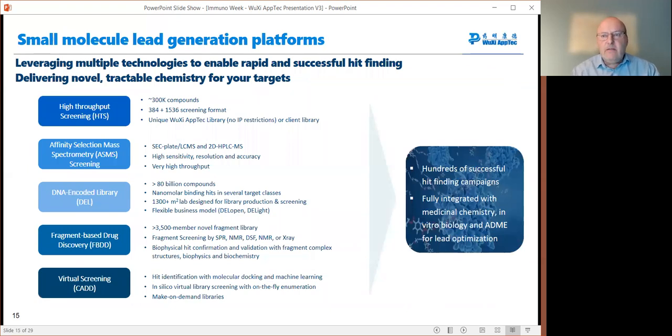With targets identified and validated, we may want to start looking for small molecule starting points for a drug discovery program. To support this, we built a comprehensive lead generation platform encompassing biochemical and phenotypic high throughput screens, affinity selection of small molecules by mass spectrometry, screening of DNA encoded libraries, fragment screening, and virtual screening. Each year, we run hundreds of hit finding campaigns using one or more of these platforms, and can provide fragment libraries, HTS decks, and DNA encoded libraries to support these activities.